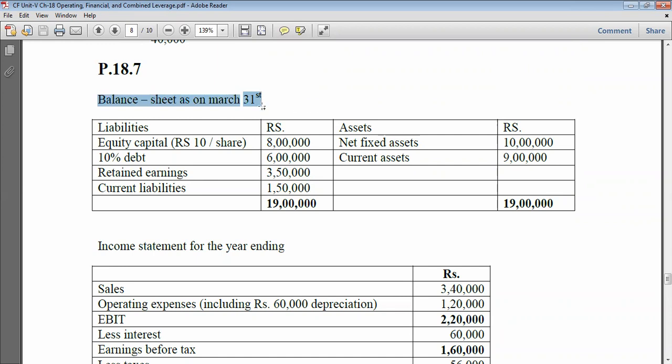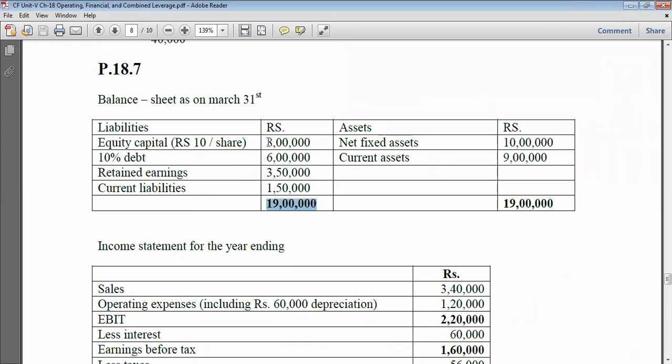Balance sheet as on March 31st. Liabilities: equity capital, with 10 rupees as the market price of each equity share. The equity capital amounts to 8 lakh in the total capital. Debt capital amounts to 6 lakh rupees in the total capital, and the debt carries 10% interest. Retained earnings are 3,50,000, and the current liabilities are 1,50,000. The total liability side is 19 lakh rupees.